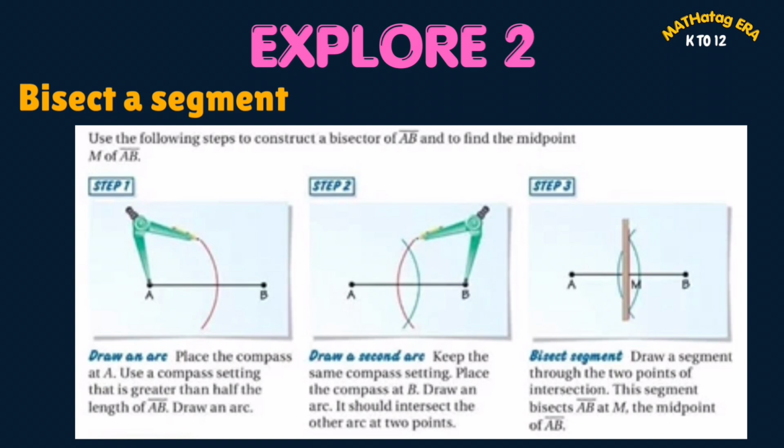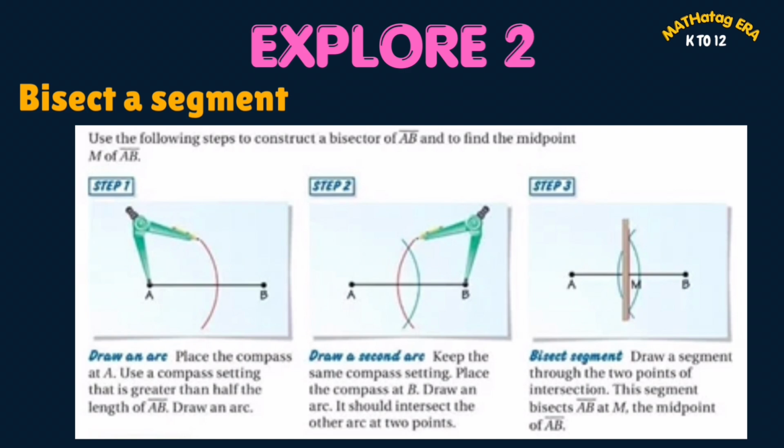Now, ipi-place natin yung compass sa point A. I-open natin yung compass to more than half the length of AB. Draw an arc above and below the segment. Without changing the compass opening, place the compass point at B. Now, draw another arc above and below the segment. The two arcs should intersect.